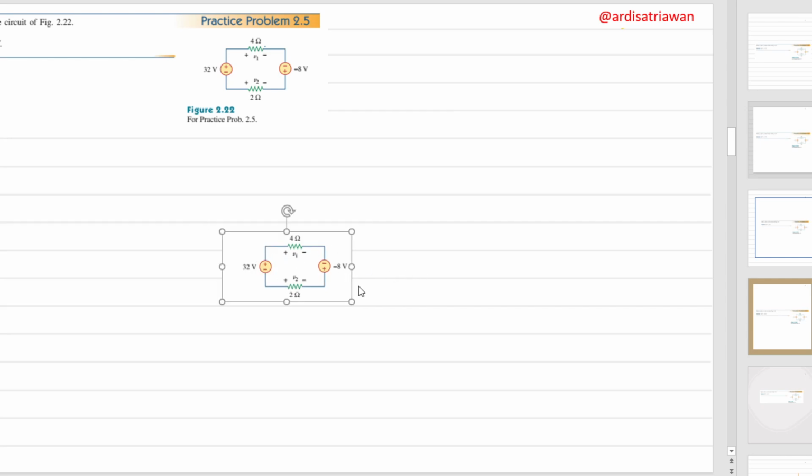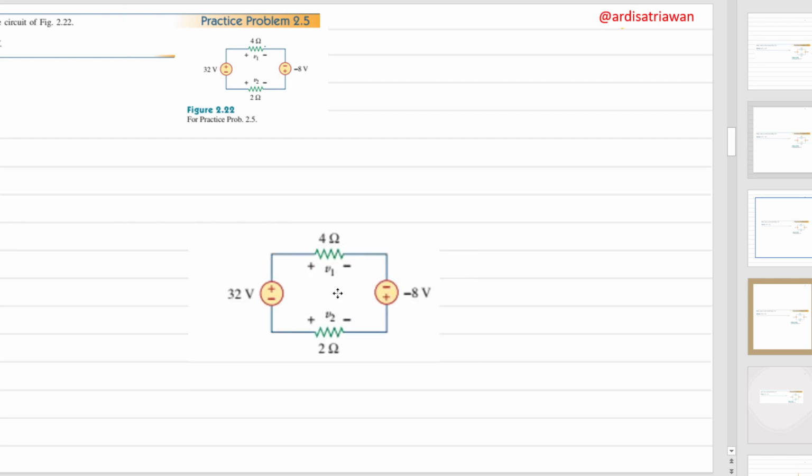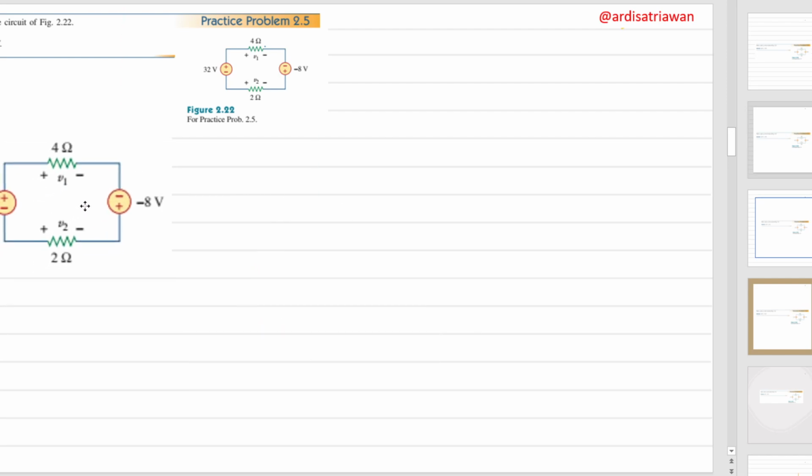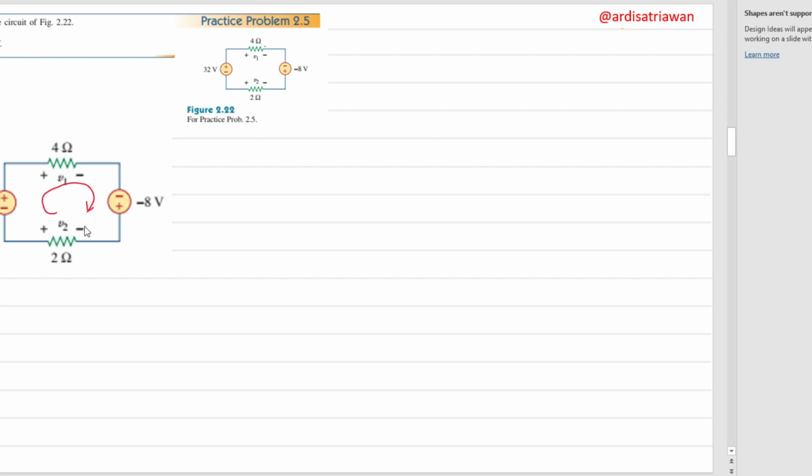Okay, good. Now let's resize this so we have a better view. Okay, so now we have a better view. Let's go back to that. And this is a fine circuit to do KVL. Okay, let's do drawing here. So let's draw the loops here.